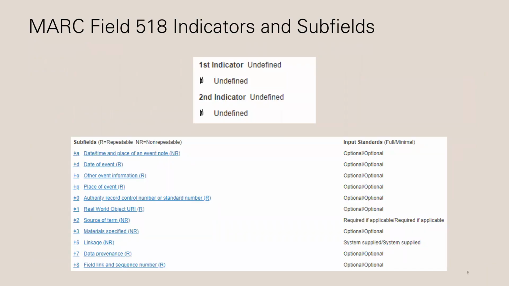MARC field 518 indicators and subfields. Guidelines for the 518 field. You may use field 518 with either a single subfield A or multiple subfields D, O, and P. Follow local practice and these guidelines. Regardless of the choice of subfield practice, single subfield A or multiple subfields, follow MARC 21 input conventions which specify a period at the end of the field. If using multiple subfields, punctuation separating elements is omitted.